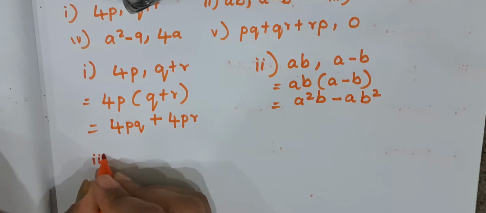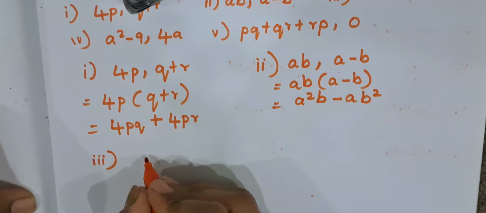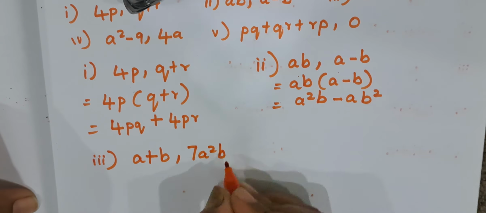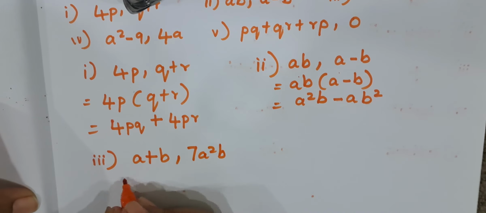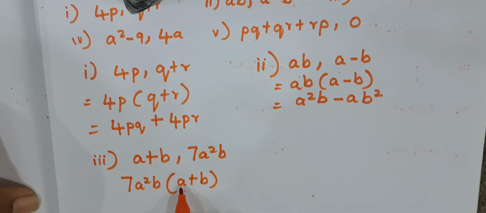Now let us see the third one. The third one is a plus b and 7a square b square. These are the two terms. So a plus b gets multiplied with 7a square b square. 7a square b square we will keep as it is and then a plus b we will take in the bracket. 7a square b times a. Now here 7 will be as it is because a means it is 1a. 7 ones are 7. A square times a becomes a cube. How? The powers get added.